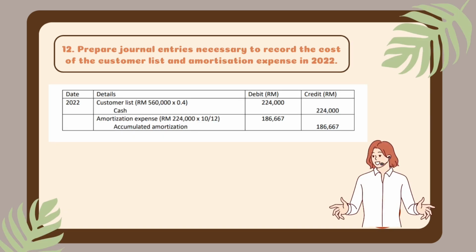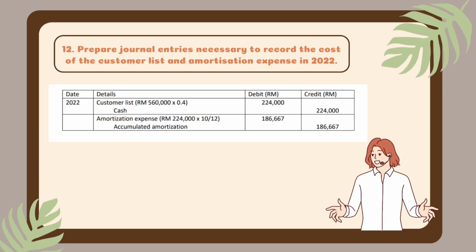For question 12, prepare journal entries necessary to record the cost of the customer list and amortization expense in 2022. For the first entry, we debit customer list RM560,000 times 0.4, which is RM224,000, and credit cash RM224,000. For the second entry, we debit amortization expense, which is RM224,000 times 10 divided by 12, which is RM186,667, and we credit accumulated amortization RM186,667.